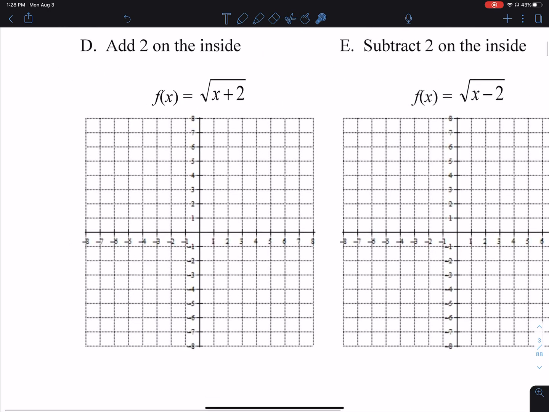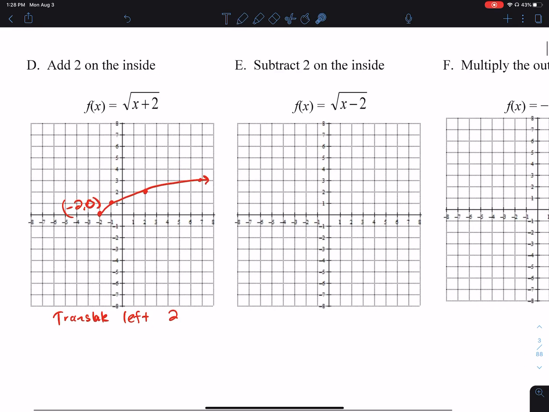What happens if we add a 2 on the inside of the function? Well, it may not do what you think it does. It actually is going to move the graph to the left 2. So this would be translate left 2. Once again, once I know the vertex is here at (-2, 0), I would then pretend like this is the origin. If I put a 1 in, the square root of 1 is 1. If I put a 4 in, the square root is 2. If I put a 9 in, the square root is 3.